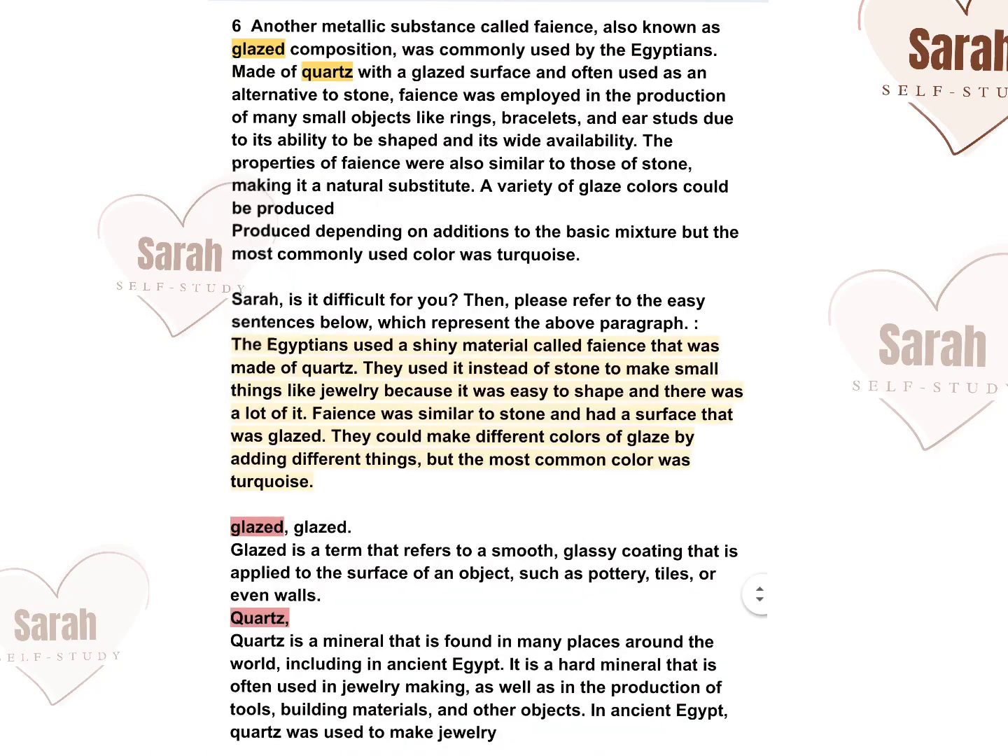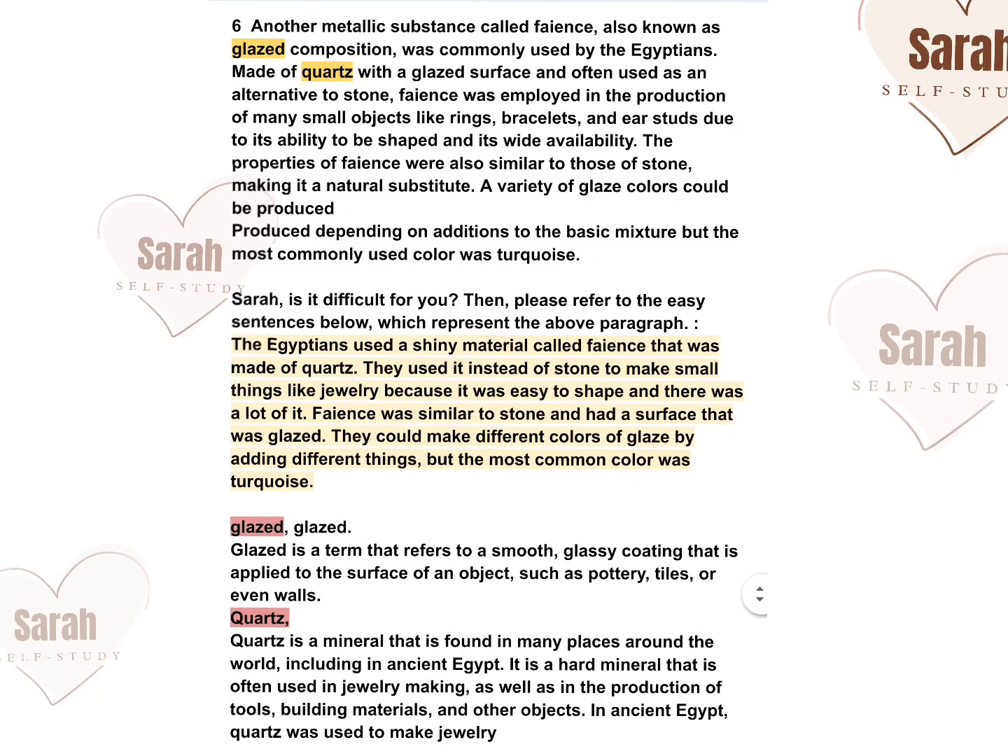Another metallic substance called faience, also known as glazed composition, was commonly used by the Egyptians. Made of quartz with a glazed surface and often used as an alternative to stone, faience was employed in the production of many small objects like rings, bracelets, and ear studs due to its ability to be shaped and its wide availability. The properties of faience were also similar to those of stone, making it a natural substitute.